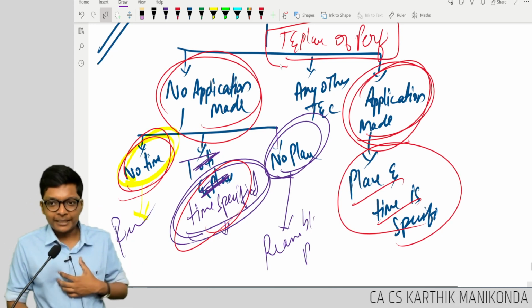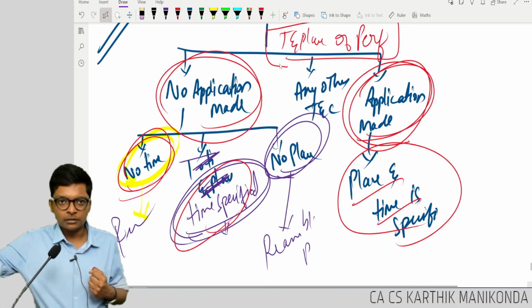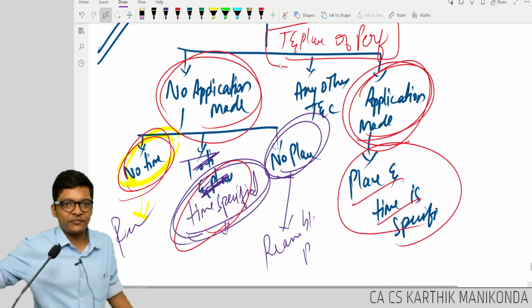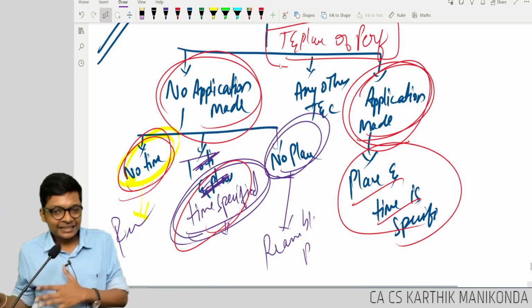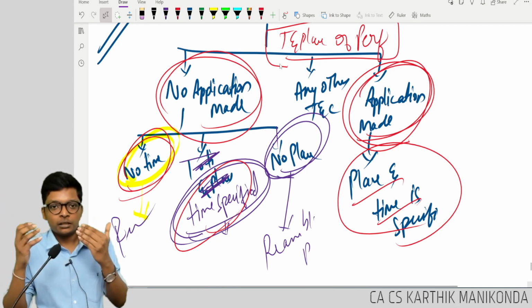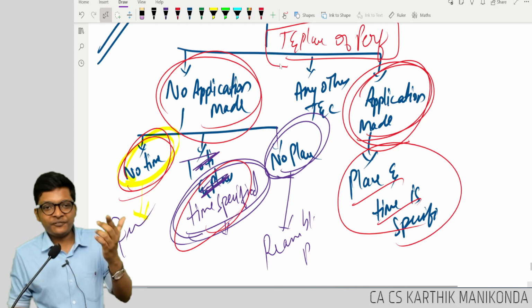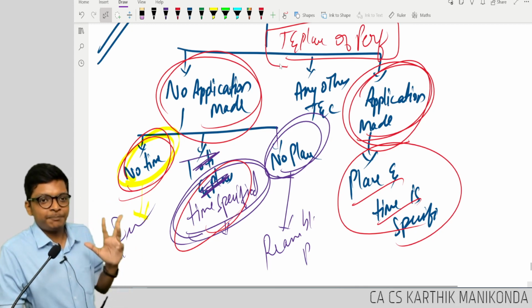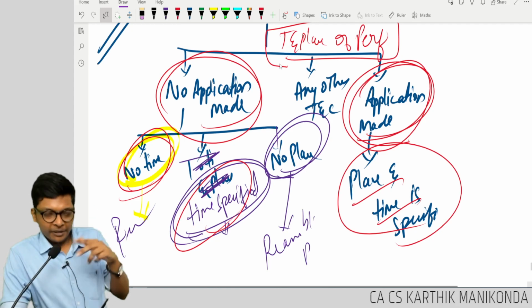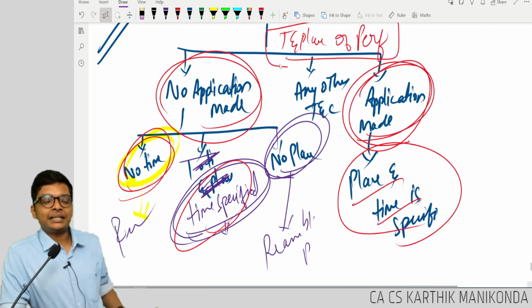What to remember for the exam? No application made, 3 points. Under that, no time specified: the answer is reasonable time. No place specified: reasonable place. Time specified: the specified time. Application made with time and place specified, then perform at that time and place.